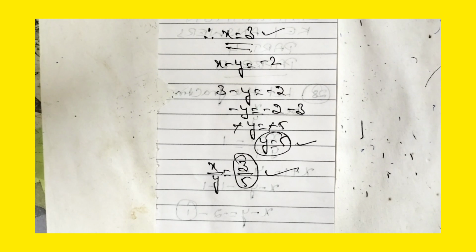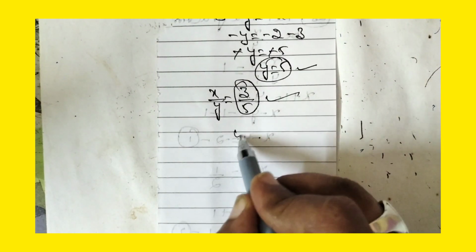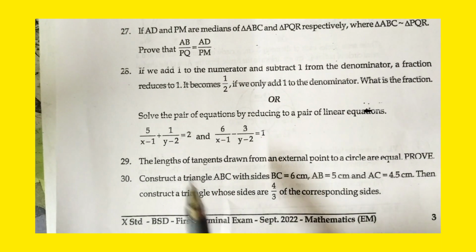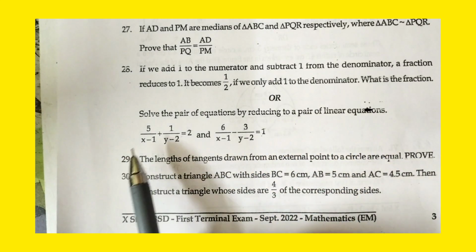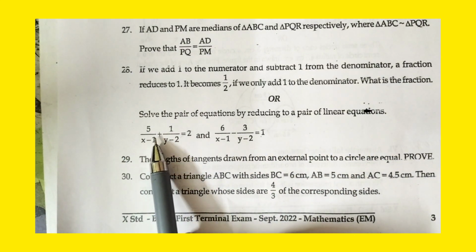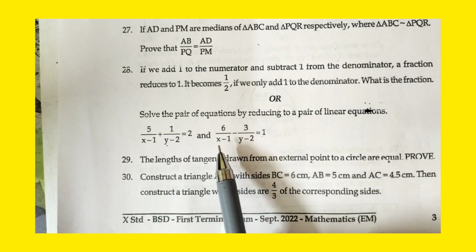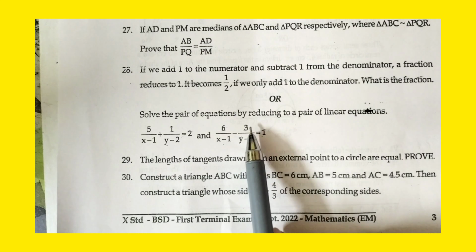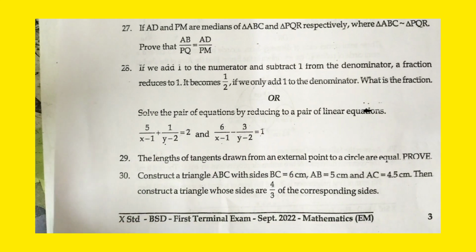So like this we have to find the fraction, which is 3 by 5. Now in this one, again one more internal choice question is there, so let us answer that. Solve the pair of equations by reducing to a pair of linear equations: 5 divided by x minus 1 plus 1 divided by y minus 2 is equal to 2, and 6 divided by x minus 1 minus 3 divided by y minus 2 is equal to 1.